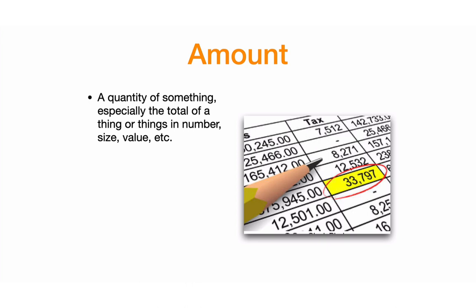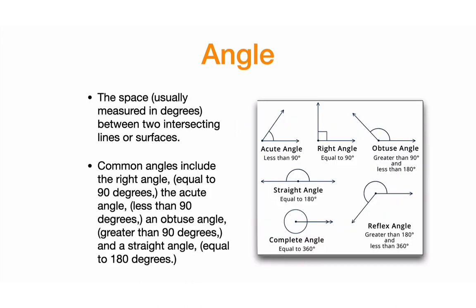Amount, a quantity of something, especially the total of a thing or things in number, size, value, etc. Angle, the space, usually measured in degrees, between two intersecting lines or surfaces.